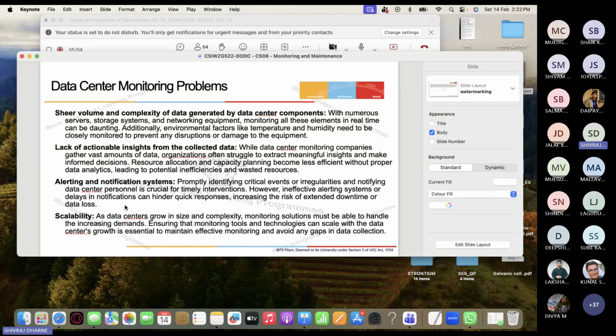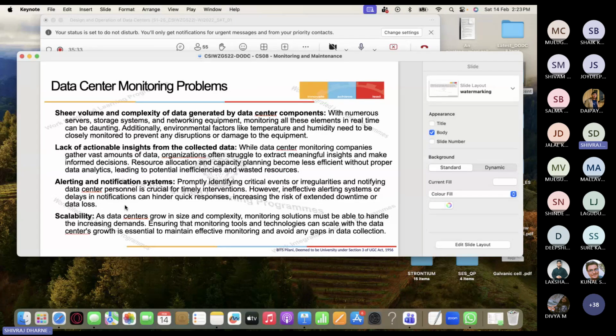And we have to promptly identify critical events and irregularities, and notify the data center personnel. It could be anybody, whoever is responsible for uninterrupted delivery from the data center, right? So an ineffective alerting system or delays are a risk and a big problem. So we need to ensure that that doesn't happen.